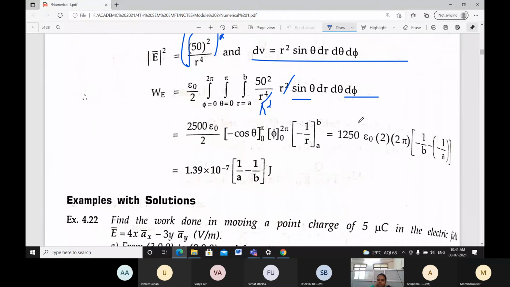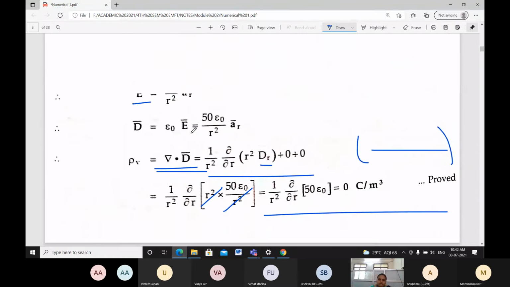Therefore, when you solve for this, you will be getting 1250 f log naught 2 into 2 pi. Simple maths. You can apply the limit. You will be getting minus 1 by b minus of minus 1 by a. If I simplify here, you will be getting 1.39 into 10 raised to minus 7, 1 by a. Minus of minus plus is going to be, then minus 1 by b, in terms of a joules.